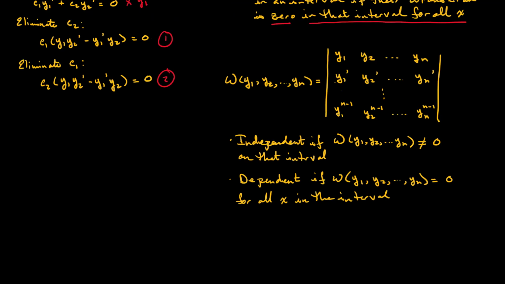So having extended the concept of the Wronskian for n functions, we say that these n functions are linearly independent if the Wronskian of these n functions is not equal to 0 on that interval. And therefore, the only way we can make that linear combination equal to 0 is for the constants c1 to cn to be equal to 0. And we say that n functions are linearly dependent if their Wronskian is equal to 0 for all x in the interval.